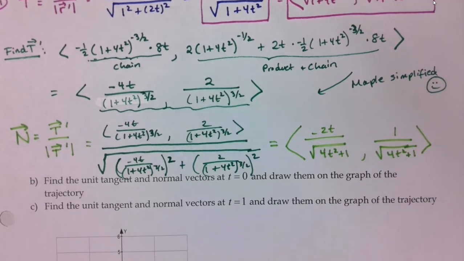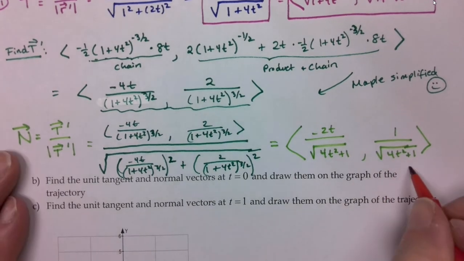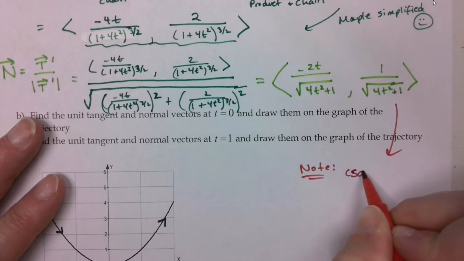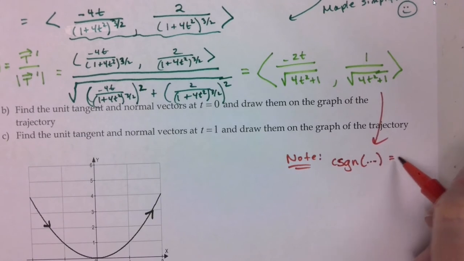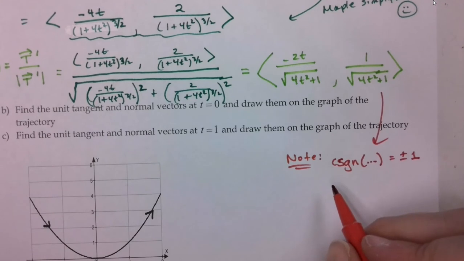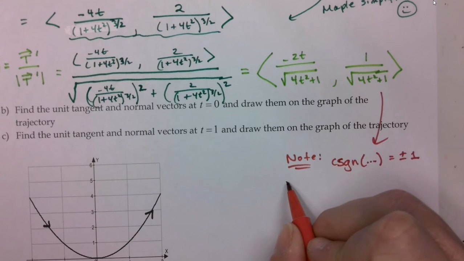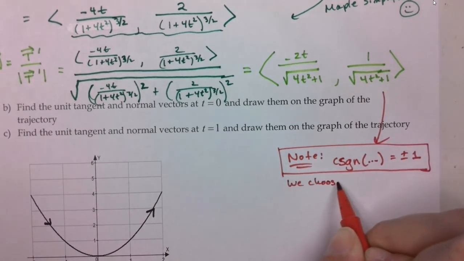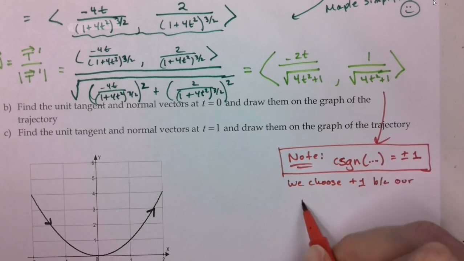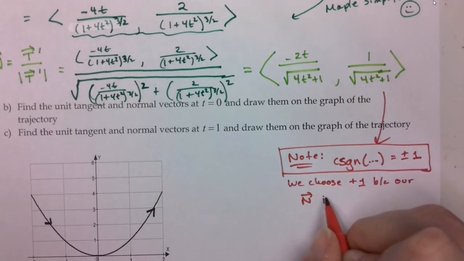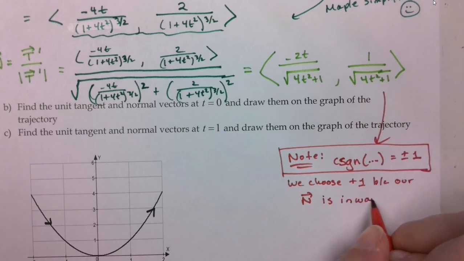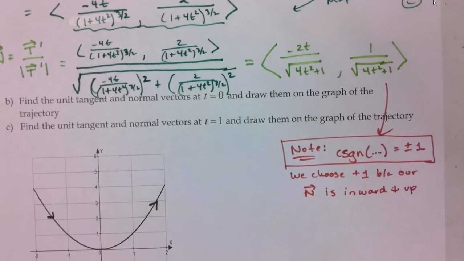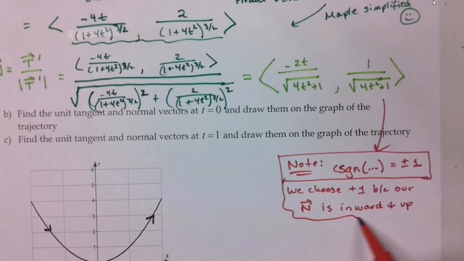And we'll just make a little note. The sign of something is literally just positive or negative 1. So I have to put it somewhere. I'm going to put it down here. So note, csgn, it's not the trigonometry cosine, it's something else, is either plus or minus 1, depending on which way you're wanting your normal vector. So we're going to choose the positive one because we're facing inward. So we choose positive 1 because our n vector is facing inward, and up, right? So there you go. That's just a little note on its own.